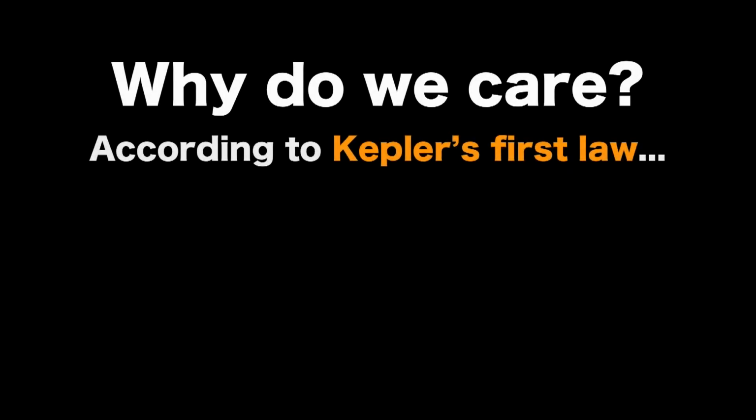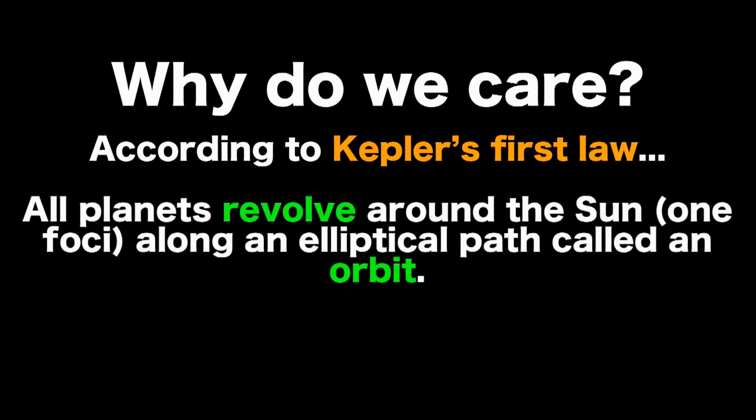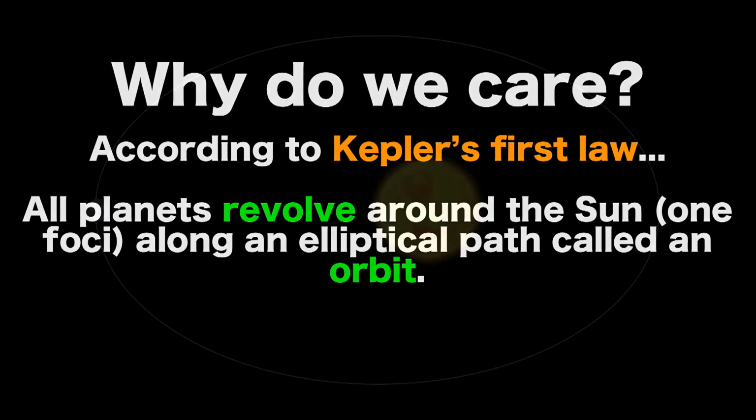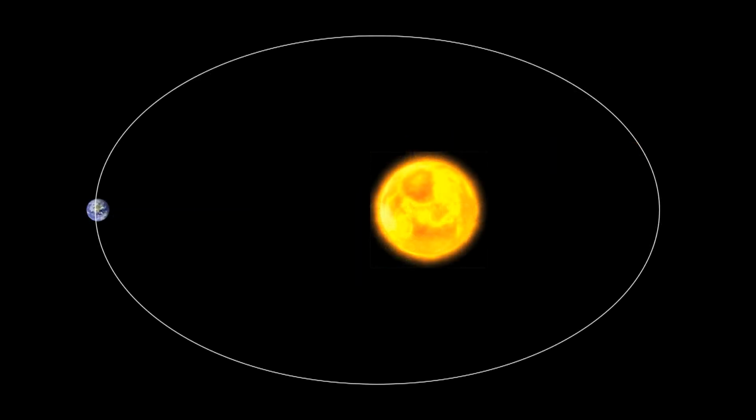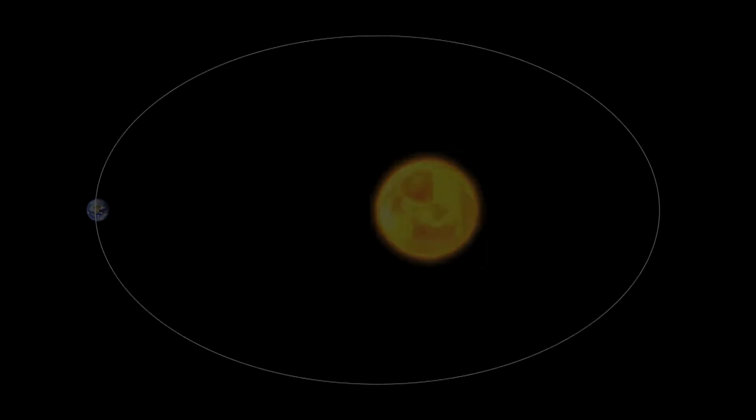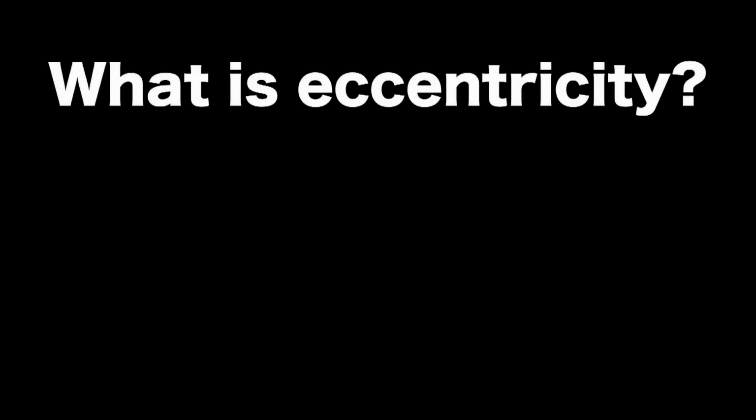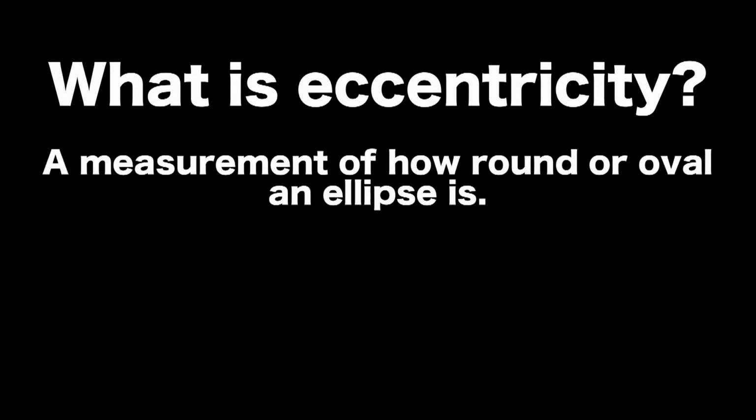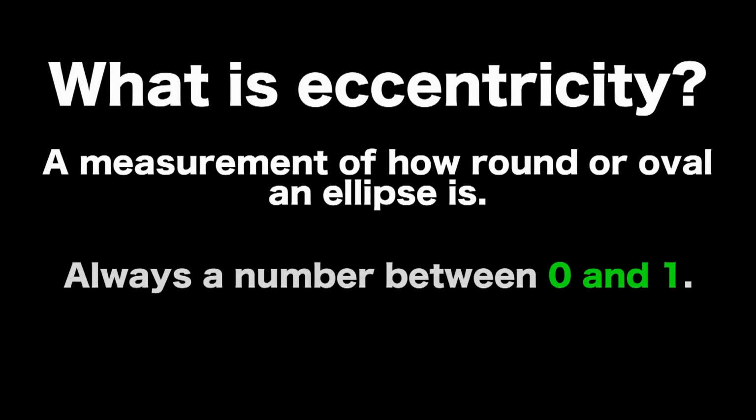So we care about this because this refers to Kepler's first law, which states that all planets move around the Sun, they revolve around the Sun, which is one of the focal points, along an elliptical path called an orbit. And you can see as the Earth is making its way around the Sun, it's not a perfect circle, it's somewhat flattened. So eccentricity, again, is a measure of how round or oval an ellipse is going to be.